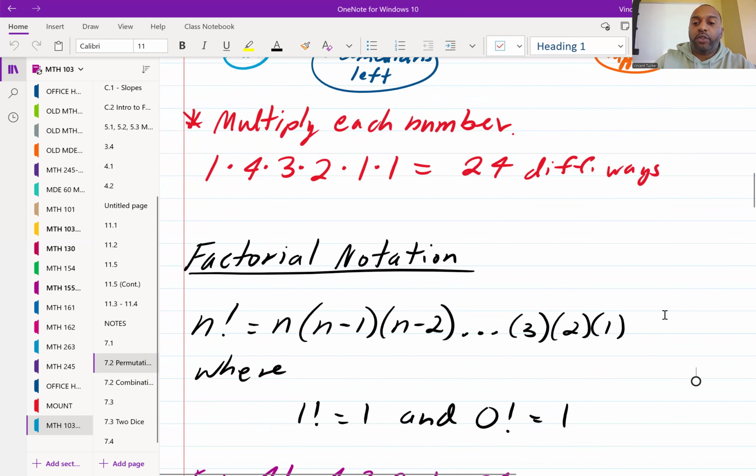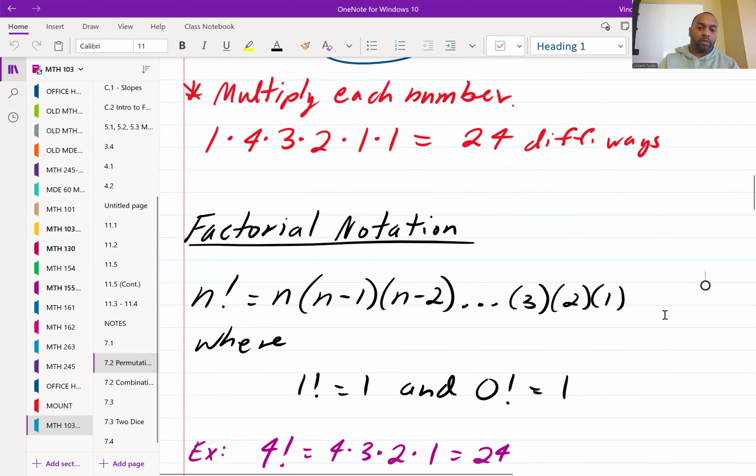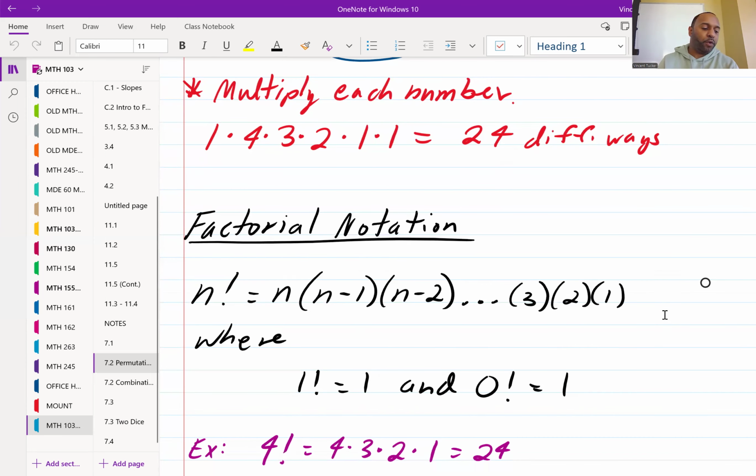All right, let's look at factorial notation. In mathematics, if you see the exclamation point, that represents factorial notation. And that just means you would count down from that number by ones all the way down to one, and then you multiply those numbers together. So an example of that is 4 factorial. You have 4 times 3 times 2 times 1, which will give us 24.